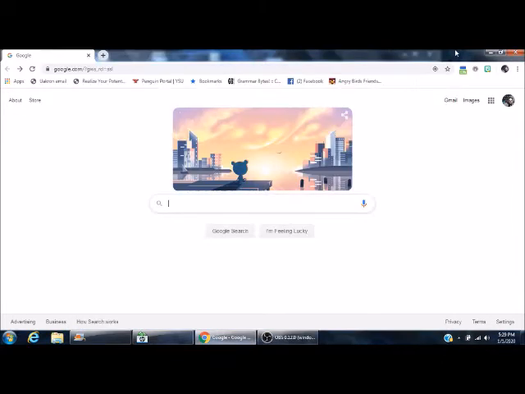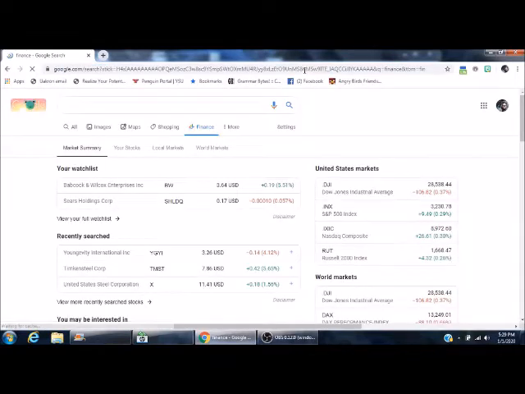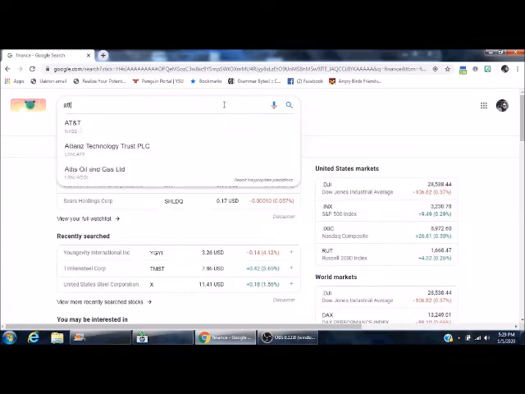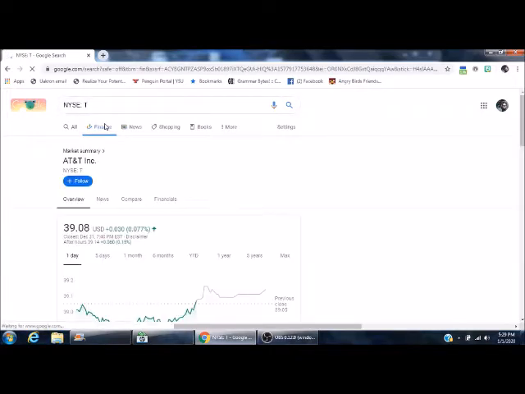To get started, go to finance.google.com. You can also use Yahoo, but I prefer Google. And the company that I'm working with is AT&T. Now let's say that I can't remember the stock ticker symbol. I'll just put in the company name, AT&T. There it is. AT&T, its symbol is T on the New York Stock Exchange.